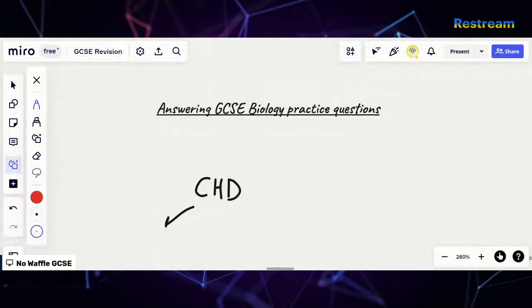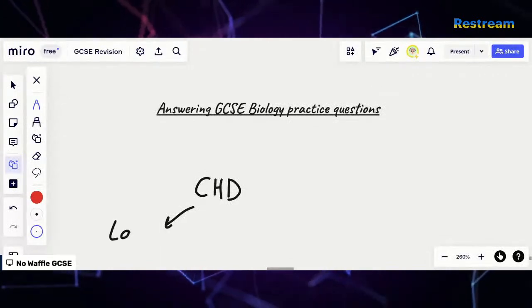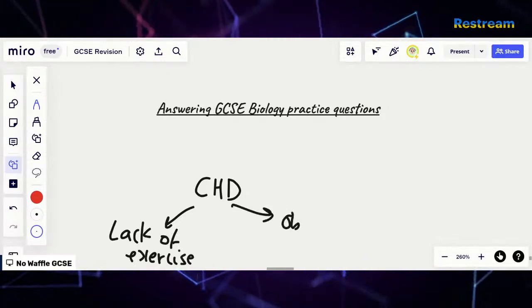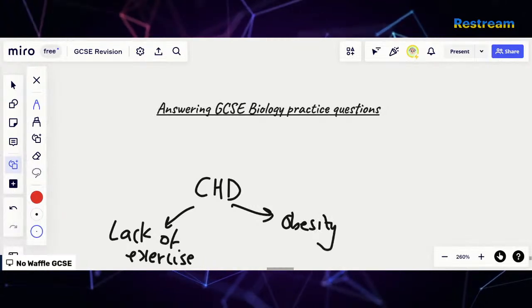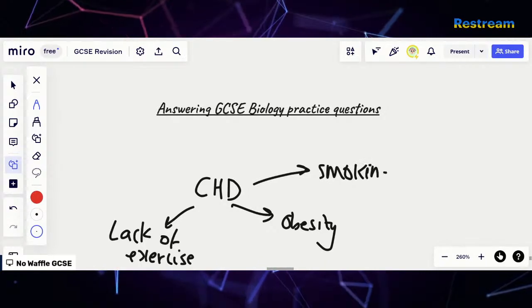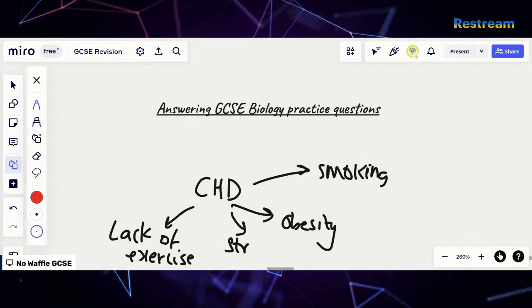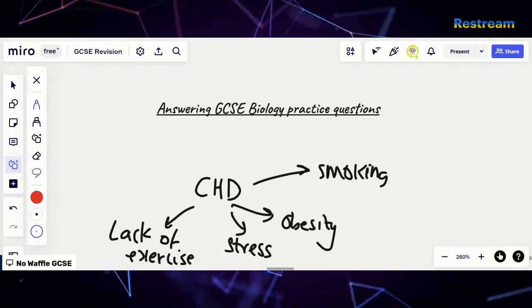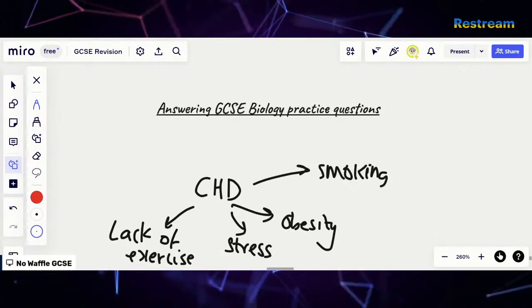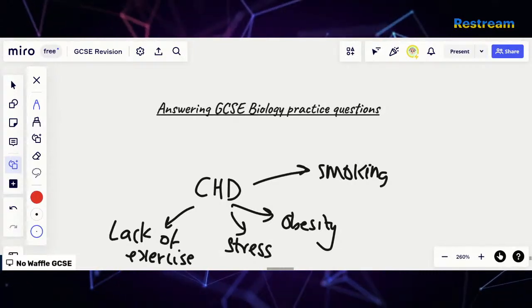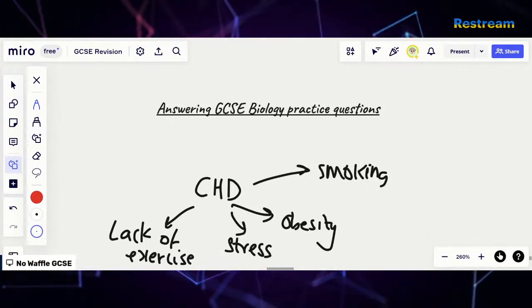Risk factors include things like lack of exercise, obesity, smoking, stress is even one, and things like that. So these are risk factors of coronary heart disease because they could cause coronary heart disease. Diabetes, smoking, too much fatty foods. Perfect, great answers there.